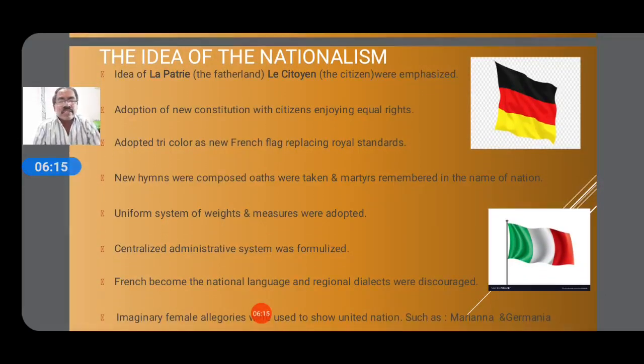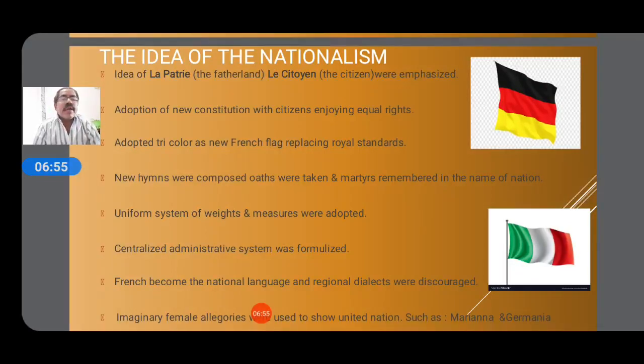The idea of nationalism and how it spread. The ideas of la patrie, which means the fatherland, and les citoyens, which means the citizens, were emphasized. Adoption of a new constitution with citizens enjoying equal rights. Adopted the tricolor as the new French flag, replacing royal standards. New hymns were composed, oaths were taken, and martyrs remembered in the name of the nation.